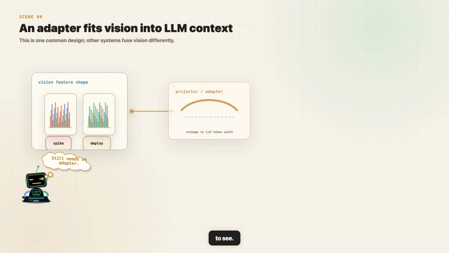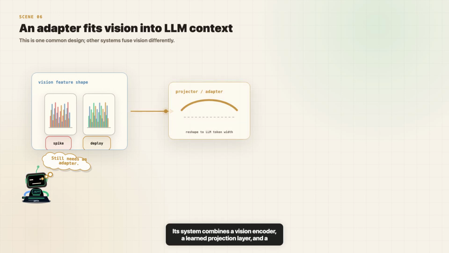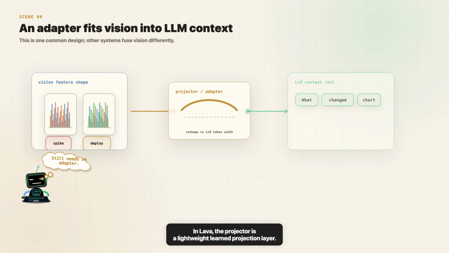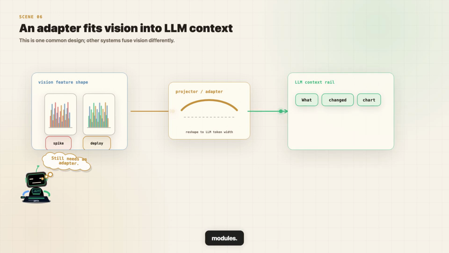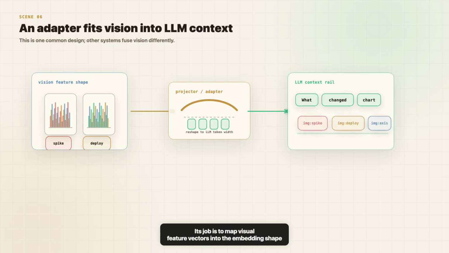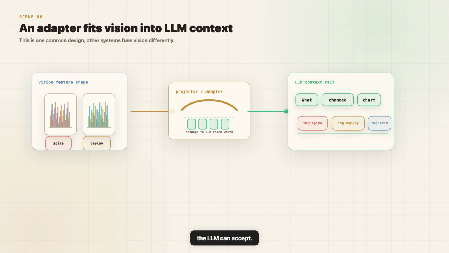LLaVA is a useful open example because it makes this bridge easy to see. Its system combines a vision encoder, a learned projection layer, and a language model. In LLaVA, the projector is a lightweight learned projection layer. More generally, these bridges can be small learned neural network modules. The projector is not the main language model, and it is not doing the reasoning by itself. Its job is to map visual feature vectors into the embedding shape the LLM can accept.